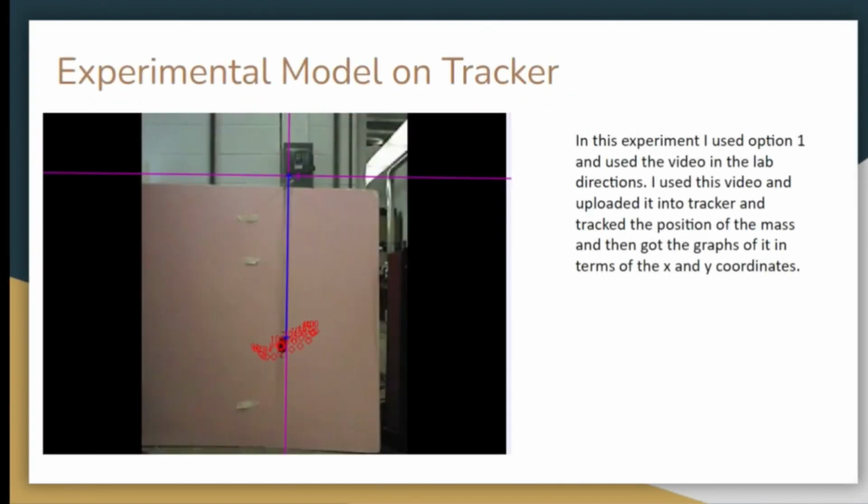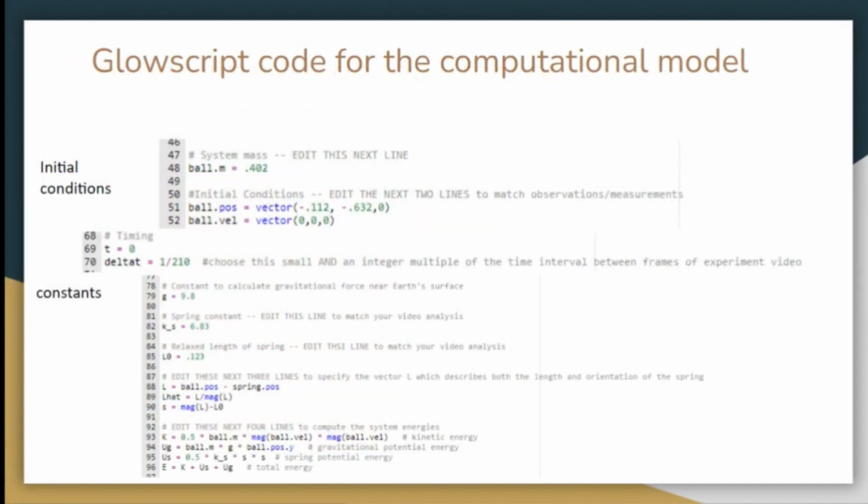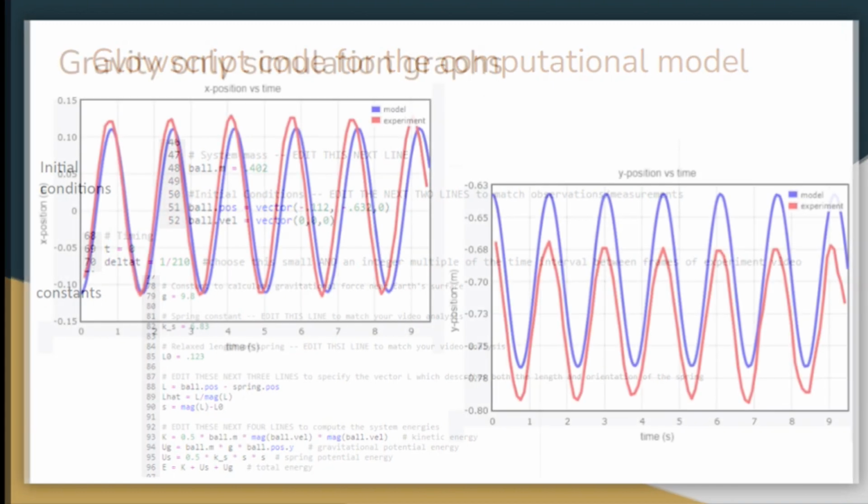In this experiment, we used option 1, and I uploaded the video into Tracker and was able to track the positions of the mass and then got the graphs of it in terms of X and Y coordinates. Here's the GlowScript code. These are the initial conditions, and here are the constants for it. As you can see plugged into them, here is the calculation loop.